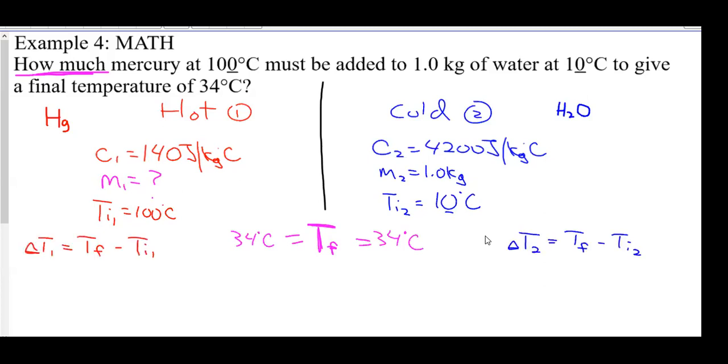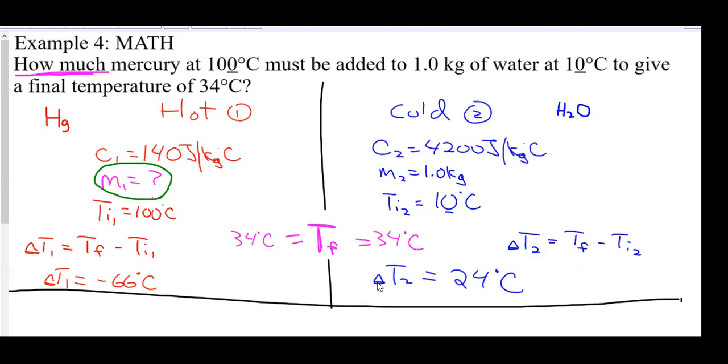Well, relative. So write out your change in temperature equations, final minus initial on both sides. We have a subscript 1 for hot. I have a subscript 2 for cold. That's just the way I set my problem up. I don't give a subscript to my final temperatures because it should be the exact same value. Just plug those in and you'll see that you have an overall temperature change of my mercury to be negative 66. That negative is important because it dropped in temperature, and my change in temperature of my water should be 24 degrees Celsius. Remember, in the end, we're looking for how much mercury.